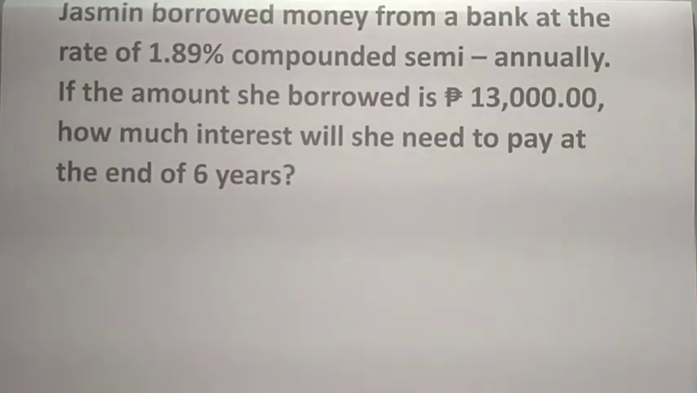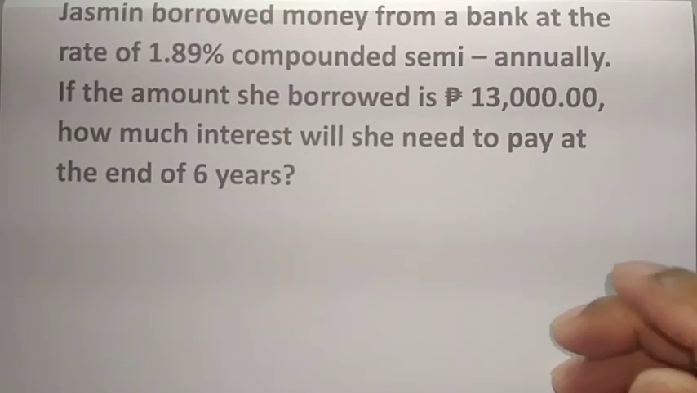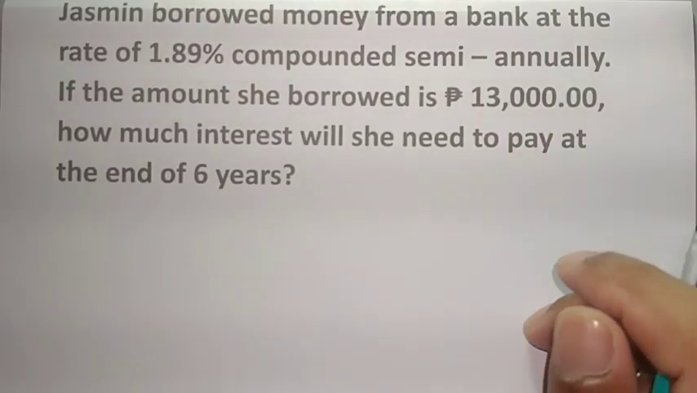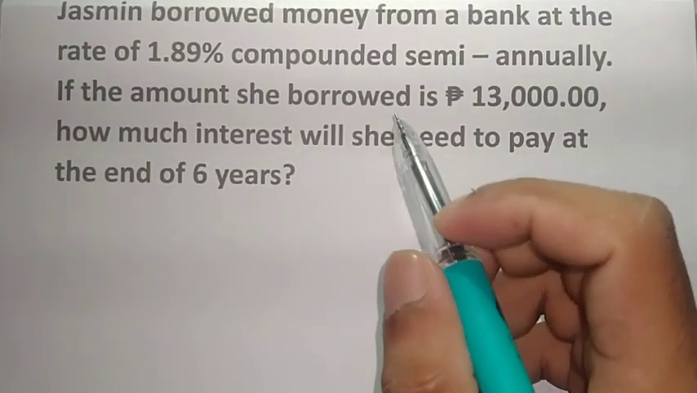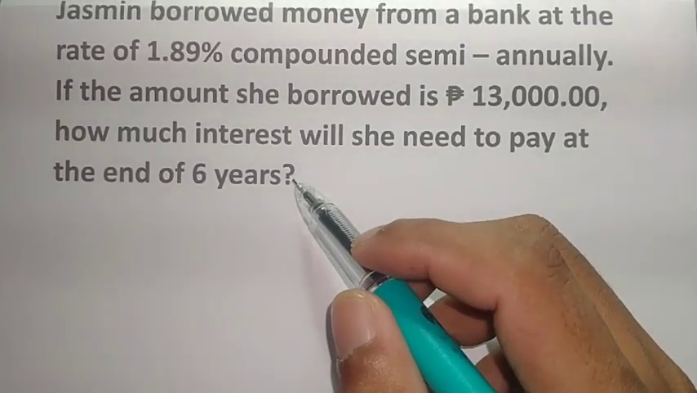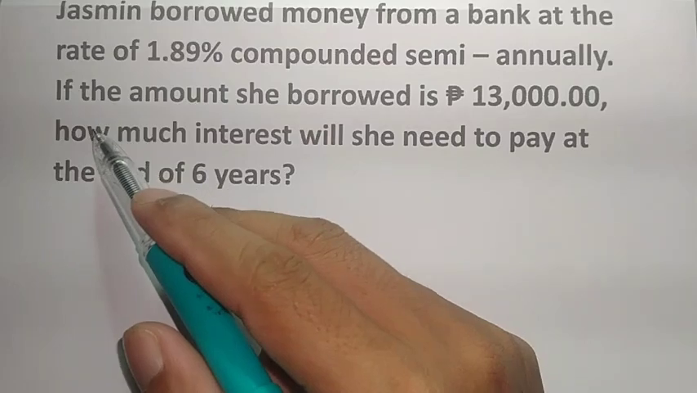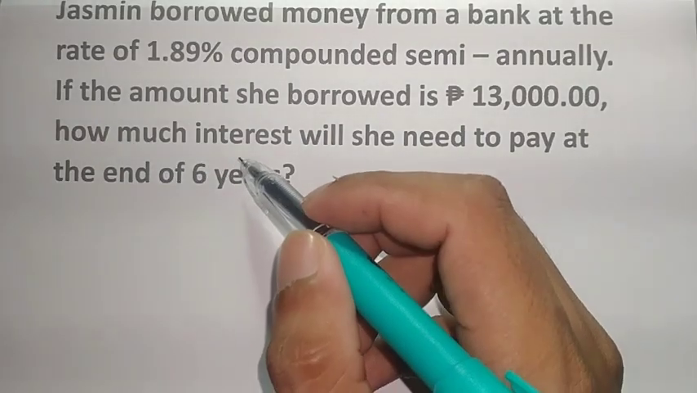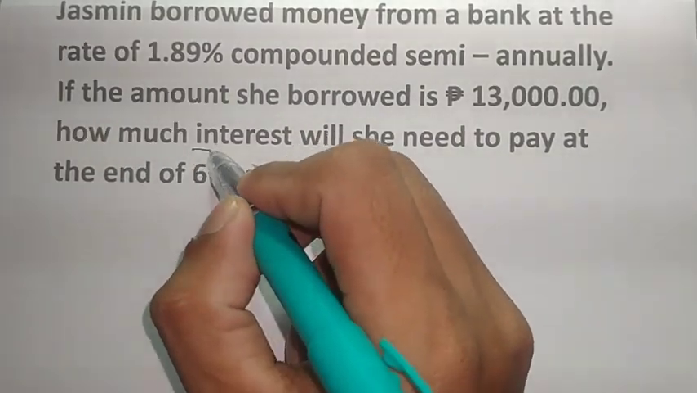Okay, so Hasmin borrowed money from a bank at the rate of 1.89% compounded semi-annually. If the amount she borrowed is 13,000, how much interest will she need to pay at the end of 6 years? Okay, so here we need to find what we are looking for. If we read it, we are looking for the interest.